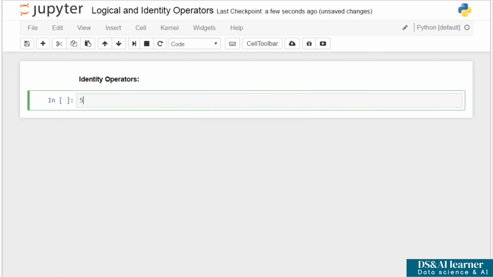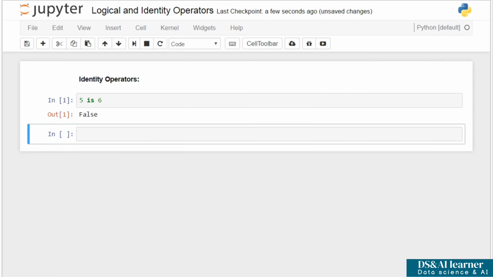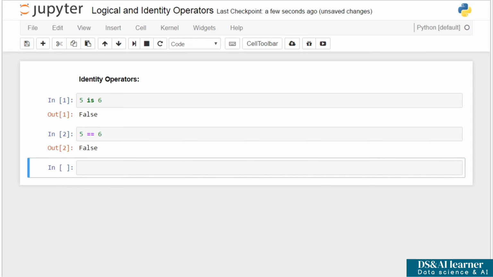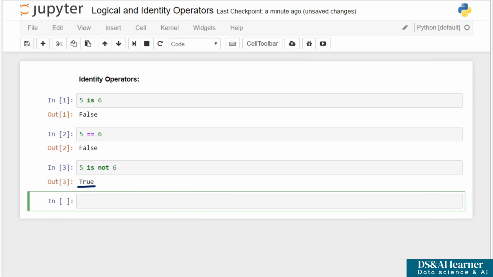If we say 5 is 6, we'll immediately understand it is false. The same as if we wrote it like this, with the double equality sign. If we said 5 is not 6, that'd be true. And it will be the same as if we wrote 5 exclamation mark equals 6.